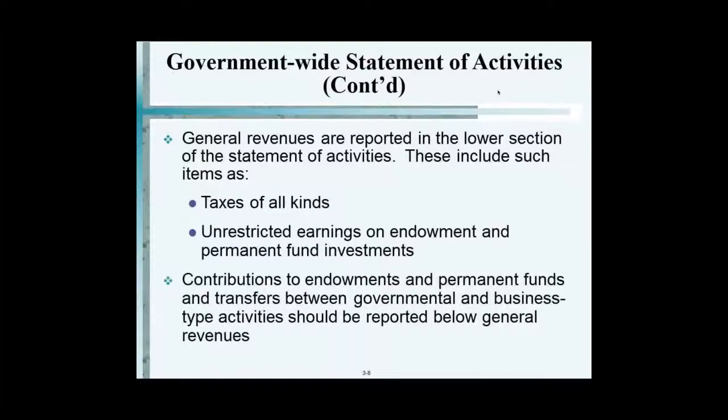General revenues are always reported in the lower section of the statement. If I asked you a question about taxes, taxes are always what? General revenue, right? Okay.